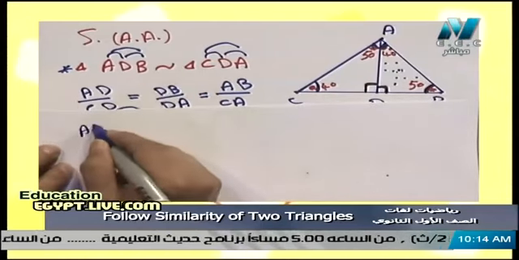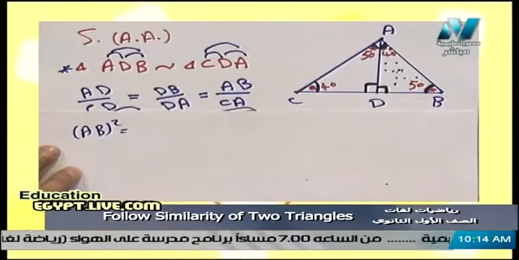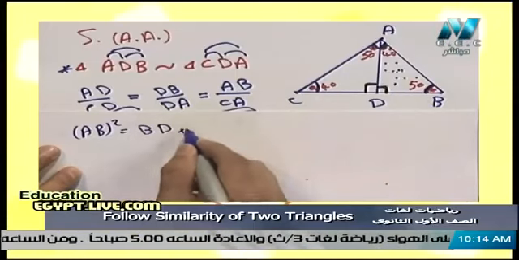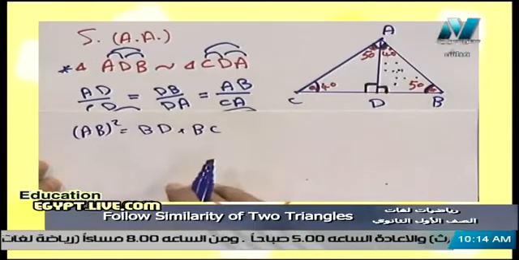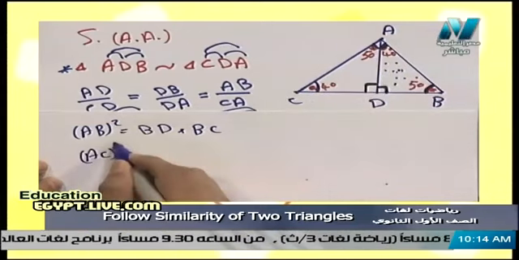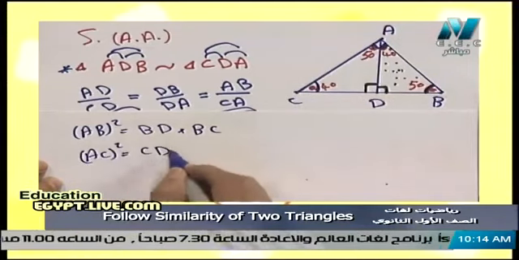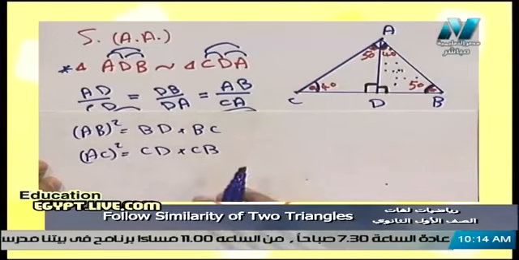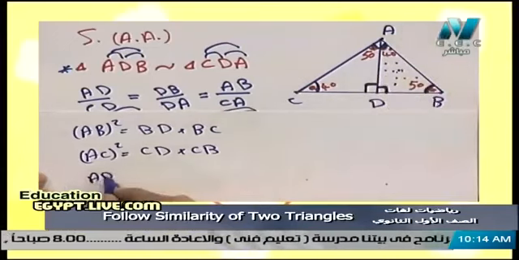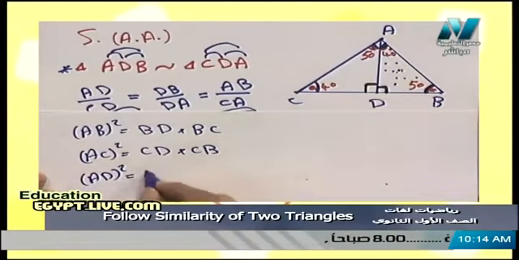We will use that AB power 2 equals BD times BC, and also we will deduce that AC power 2 equals CD times CB, and also we can deduce that AD power 2 equals DB times DC.